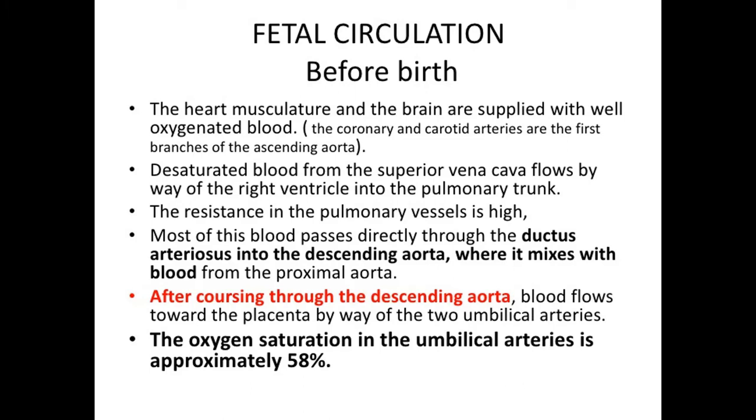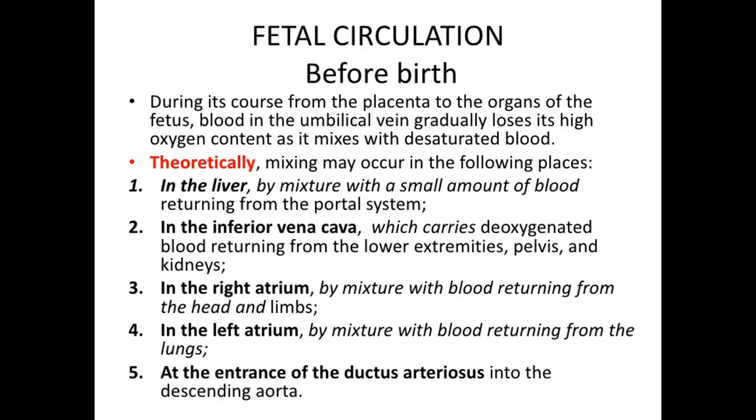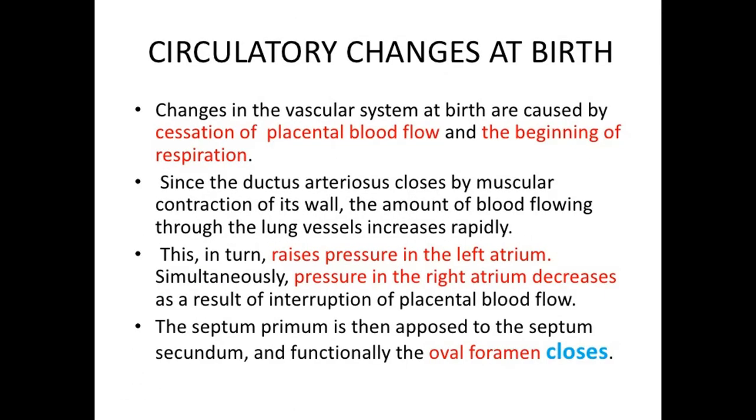Then we see that after coursing through the descending aorta, blood flows towards the placenta by two umbilical arteries, and the oxygen saturation in the umbilical artery is 58%. And at birth, the circulatory changes occur. You can imagine what will happen after birth: there is no blood from the placenta.